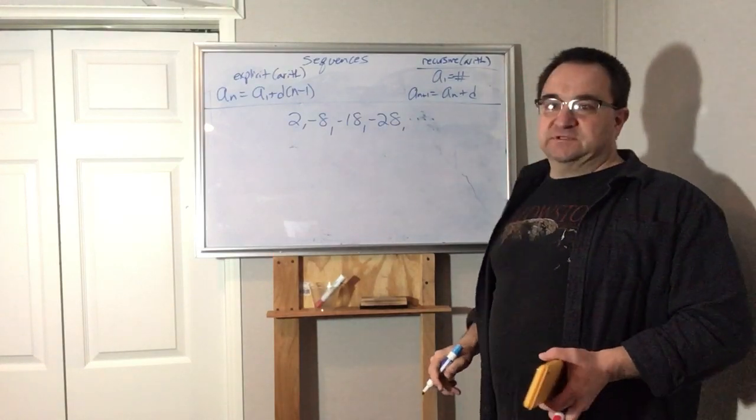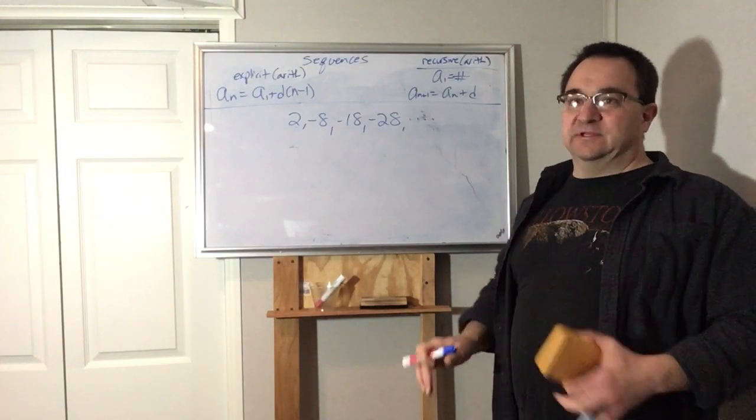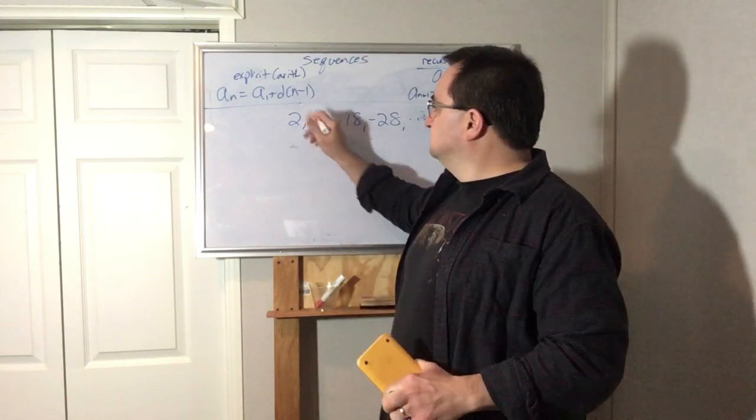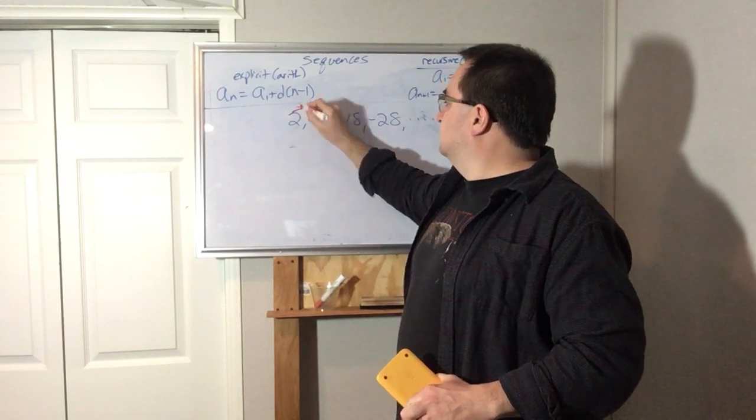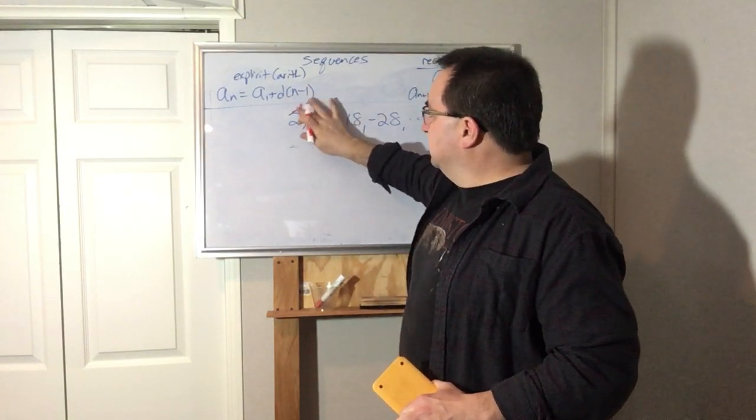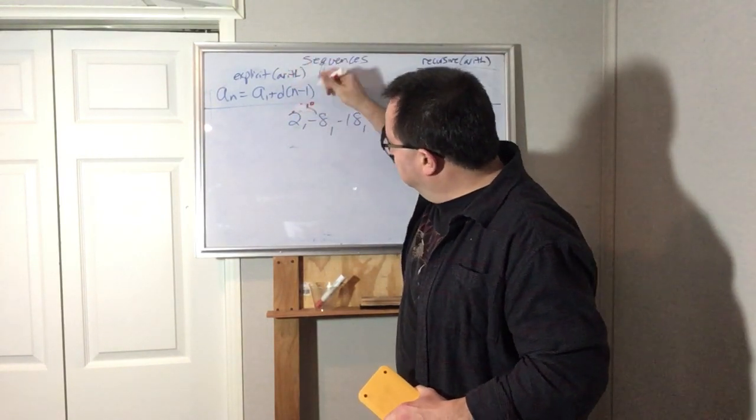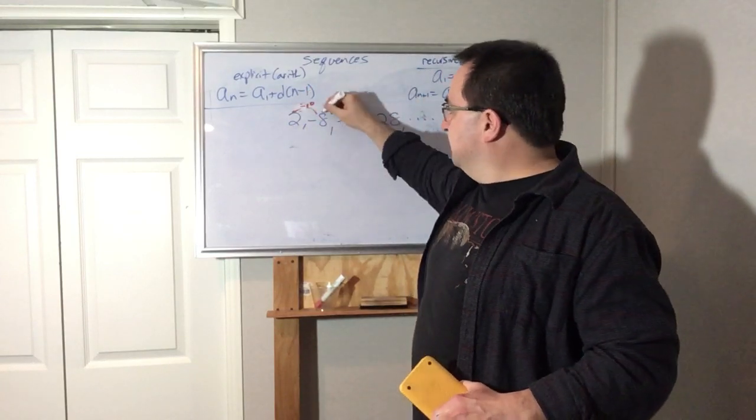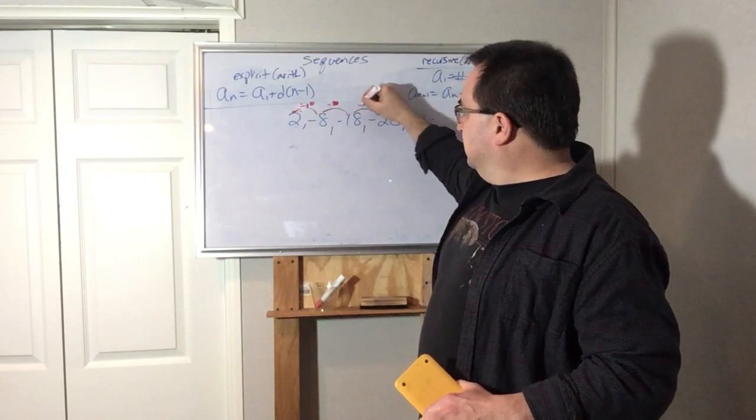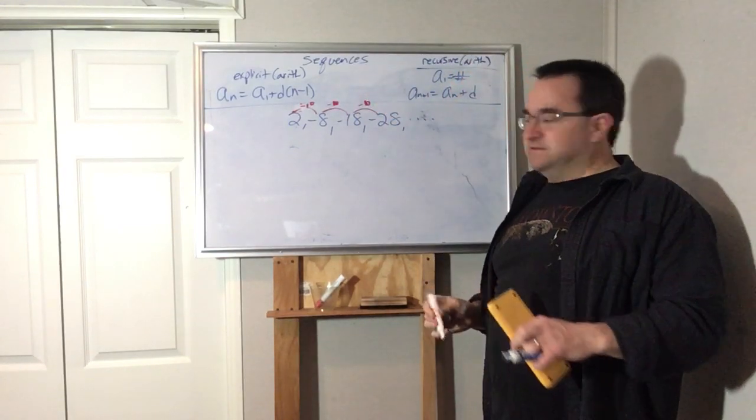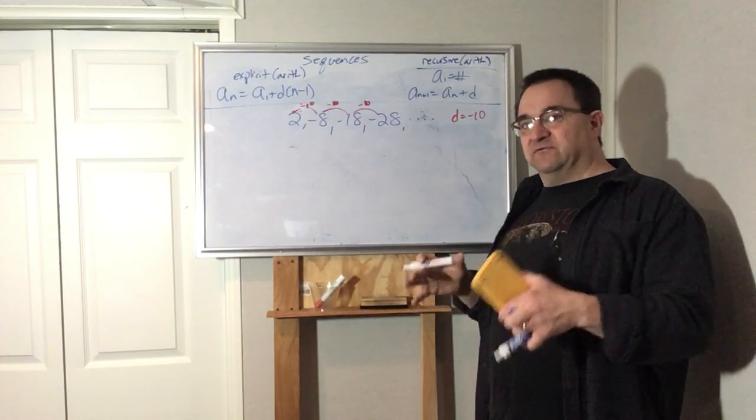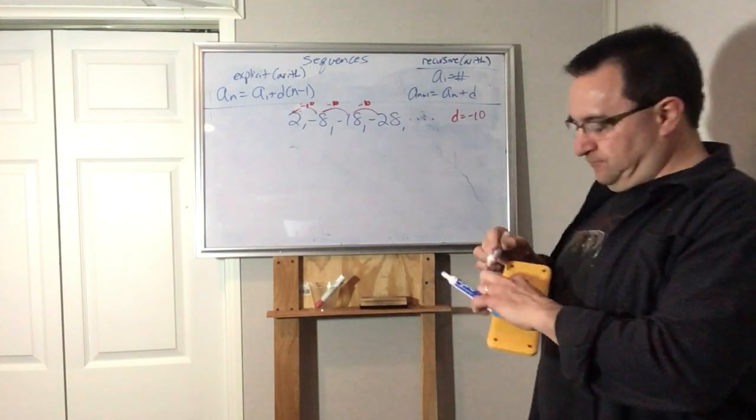Okay, so the first thing I want to figure out is what's the common difference? Well, what am I adding every time? Plus, oh, actually I'm taking away. I took away 10, didn't I? 2 minus 10, minus 10, minus 10. So in this case, D is minus 10. That's what I'm changing every time. I subtract 10. Okay?